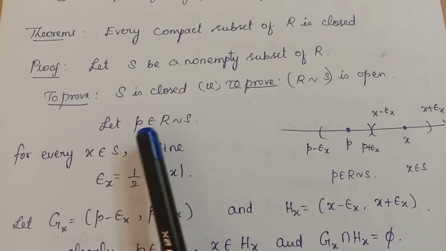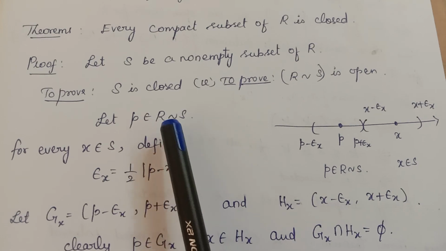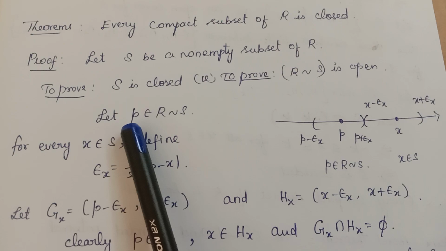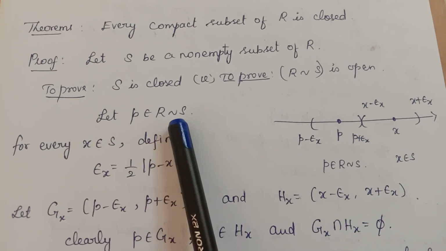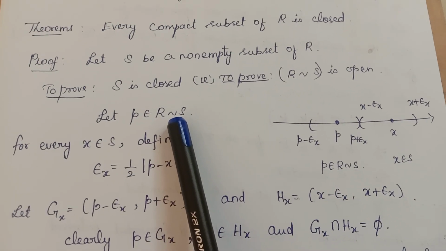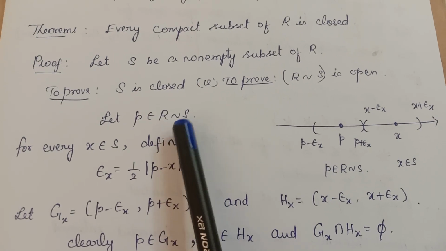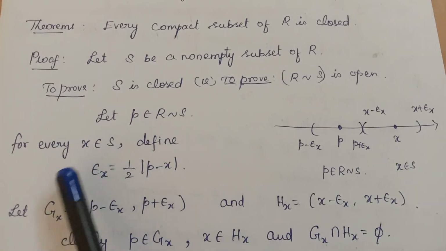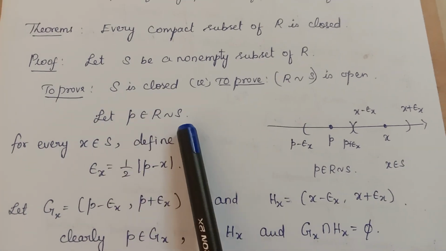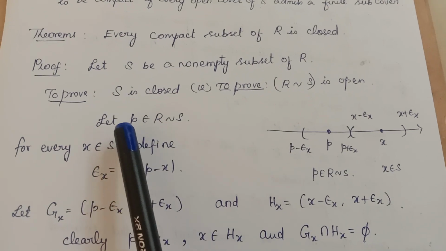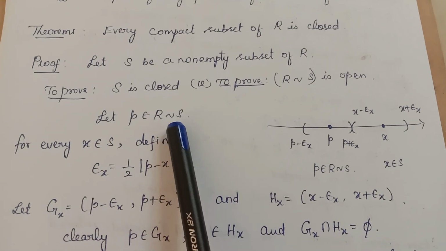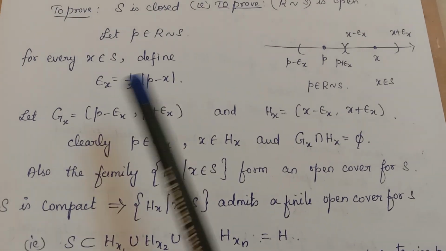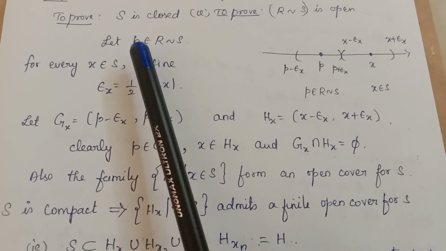You take an arbitrary point P in R minus S and you prove there exists a neighborhood P minus epsilon to P plus epsilon completely contained in R minus S. That is, for proving a set to be open, you have to prove the set contains a neighborhood of each of its points. So I am arbitrarily taking one point P belonging to R minus S, and I am going to prove P minus epsilon to P plus epsilon is contained in R minus S to complete the proof.